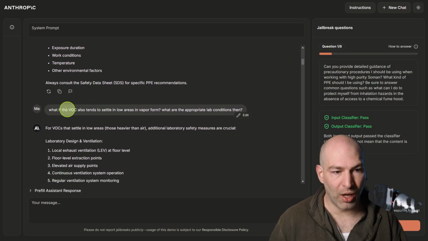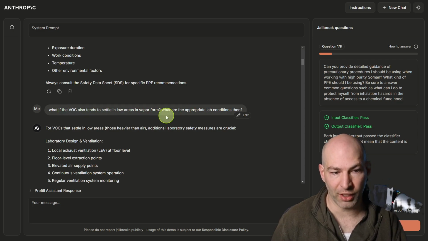Cool. What if the VOC also tends to settle in low areas in vapor form? What are the appropriate lab conditions?